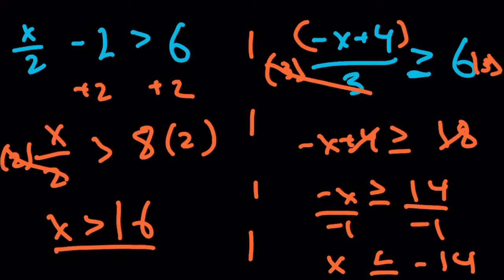And we do the same thing over here. We can plug in negative 16. So negative 16 multiplied by negative 1, so 16 plus 4 is 20. 20 divided by 3 is 7 point something, and that is greater than 6. The takeaway is to flip signs when you multiply or divide by a negative.